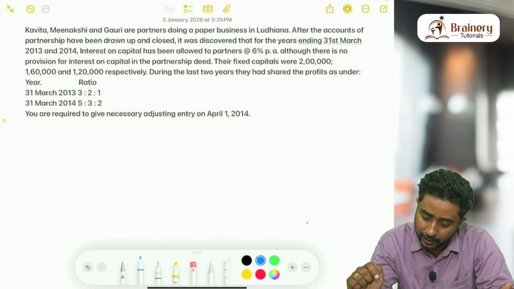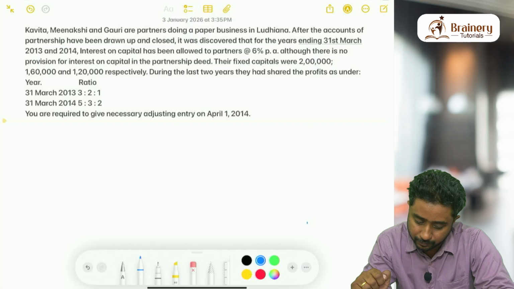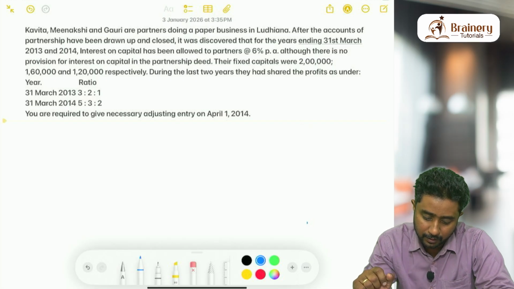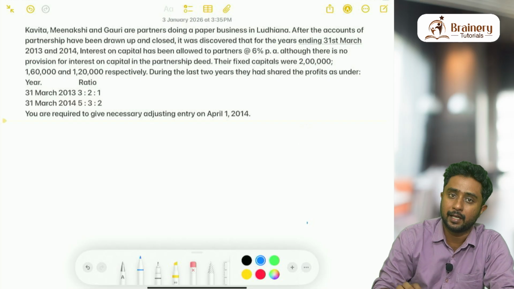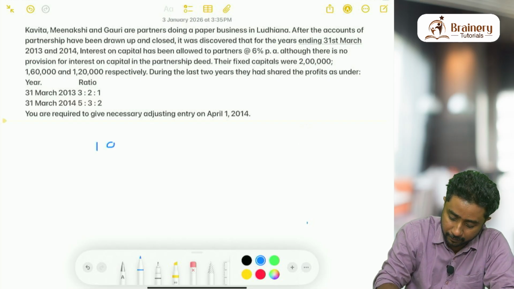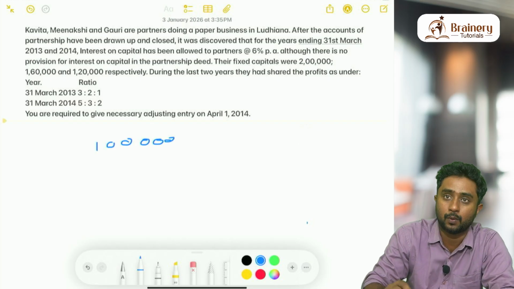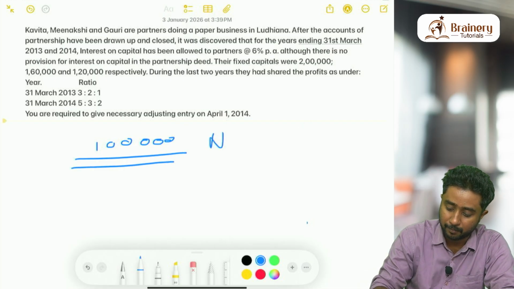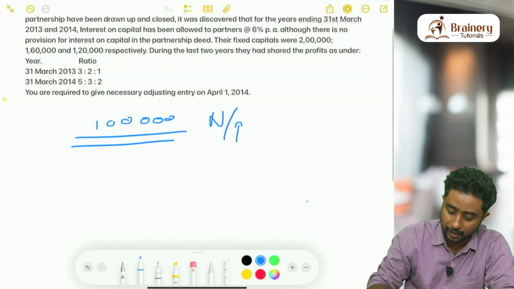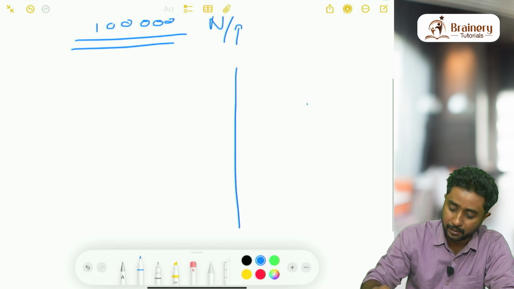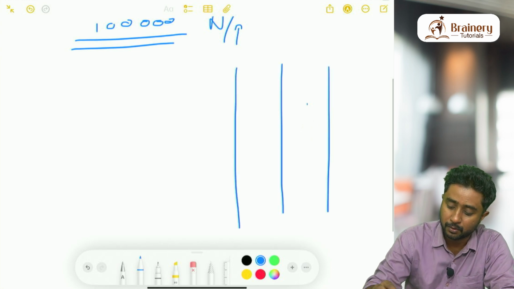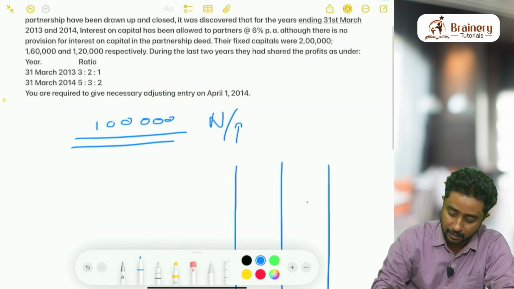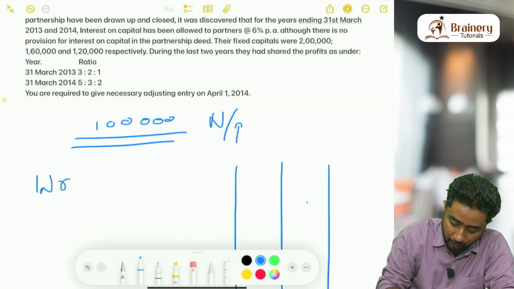So I am taking the net profit as 1 lakh. As you can see on the screen, 1 lakh is the net profit that I am assuming. Then I am going to draw the adjustment table where we are going to show the calculations. So first we are going to write the wrong amounts.